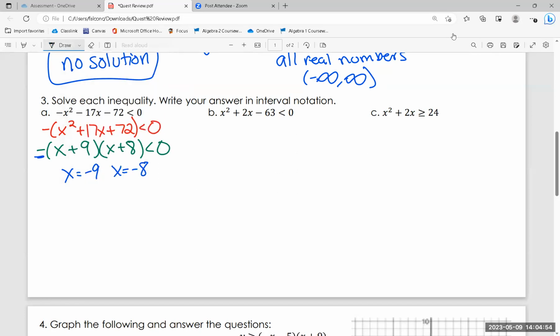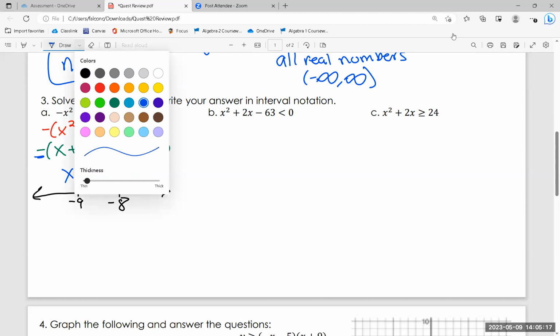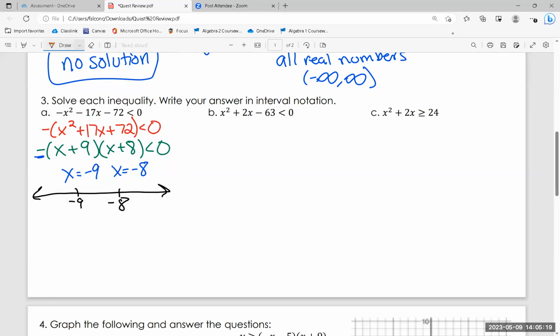So if we want to go ahead and graph, we want -9 and -8. Just kind of make this a little bit smaller. So we want -9, -8. All right, so then we know that these are going to be open circles, right? Because we are just a less than in our original, so we want open circles.